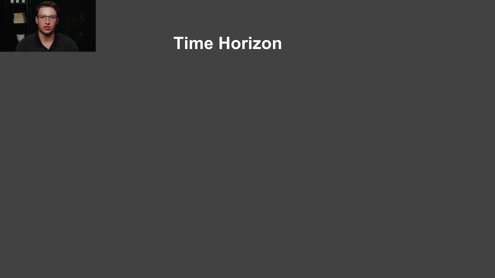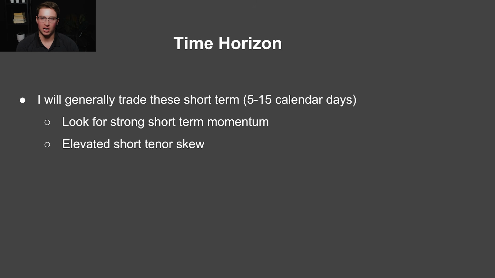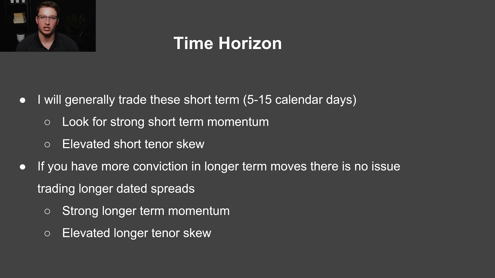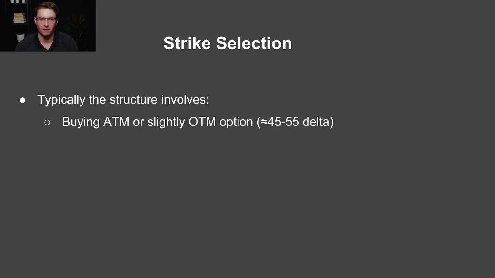I generally structure these trades with short durations, typically 5 to 15 calendar days. If skew remains overpriced over longer horizons and there's conviction in sustained momentum, longer-term verticals can work. Just be prepared for a larger initial debit. The typical structure involves buying an at-the-money or slightly out-of-the-money option, likely between the 45 and 55 delta, and selling an out-of-the-money wing option with 10 to 25 delta.